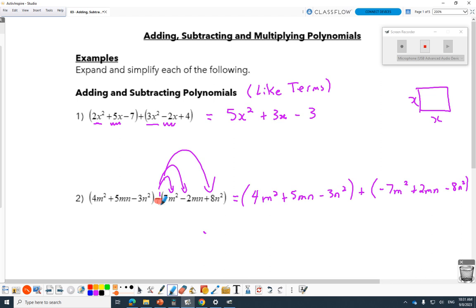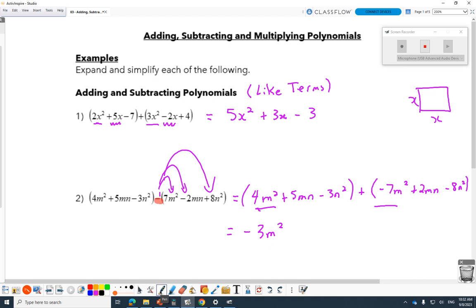Either way, once you've got that, hopefully things are better now. 4m squared, do my underlining, 4m squared plus negative 7m squared is negative 3m squared. And if you're out there thinking, I wouldn't mess that up, I'll be fine, you're the one that's going to mess this up. You should be scared of negatives. I'm scared of negatives. And if I can be scared of them, you should be too and go, well, let's just take a second here.